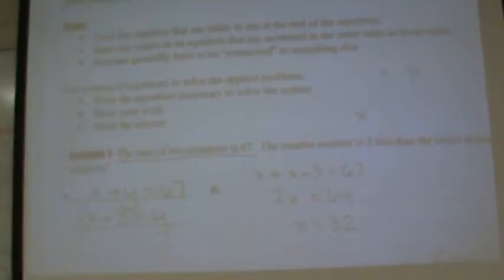How would you find the larger number? Sub it in here, and you get 32 plus 3 is 35. Now let's check it out. If we added these two up, do you get 67? Yep. Is the smaller number 3 less than the larger? Yep, it worked. Good?